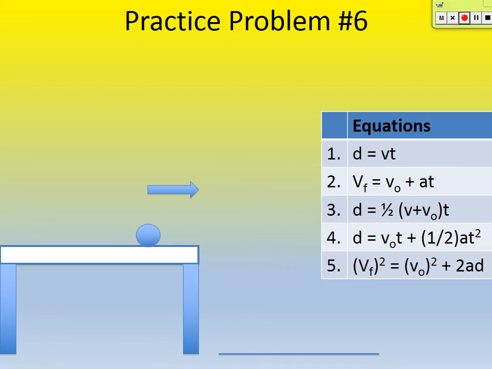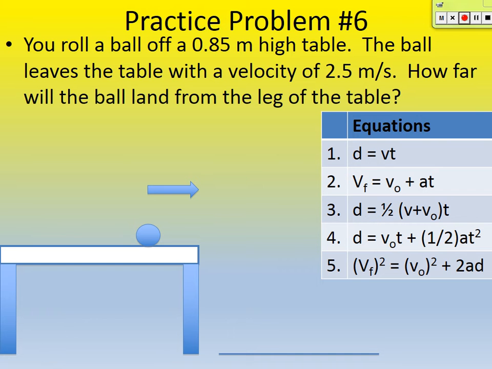Okay, let's do a few practice problems, and I think it will make sense. Practice problem number 6. Please write down everything that I write down with this problem, okay? So let's read it, and then we'll draw a picture. It says, you roll a ball off of a 0.85 meter high table. The ball leaves the table with a velocity of 2.5 meters per second. How far will the ball land from the leg of the table?